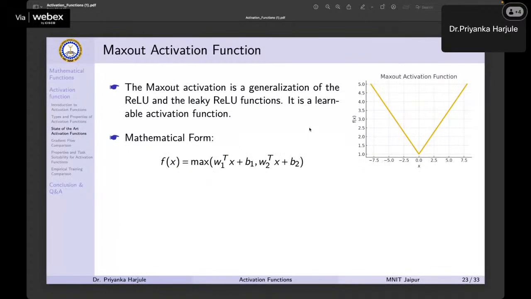Then there is also something called maxout activation, which is an advanced alternative to ReLU.